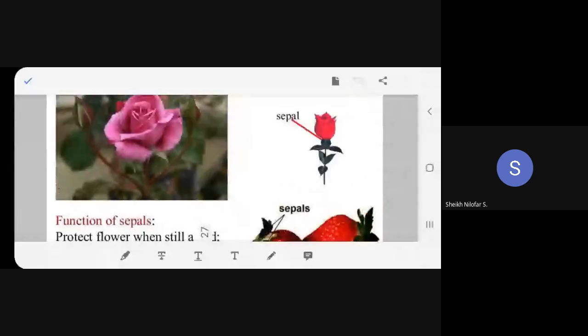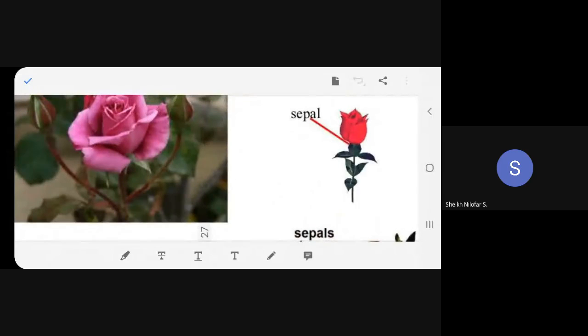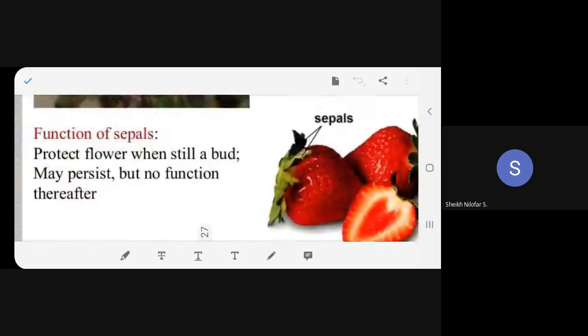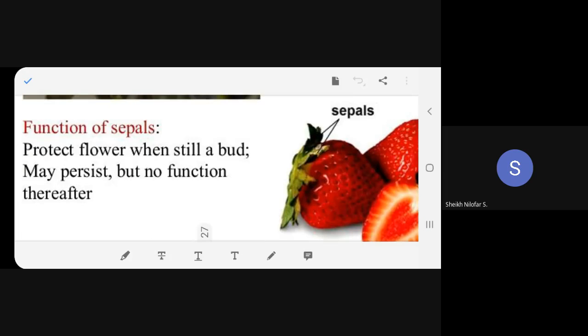Now we will do, so this is a rose, and we are going to talk about sepals. Now, function of sepals, please read, Peter. Sepals protect flowers when still a bud. They may persist but have no function thereafter. Thereafter. What is the meaning of thereafter, Peter?